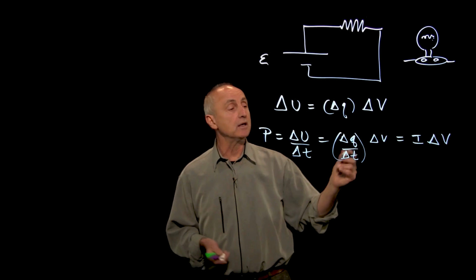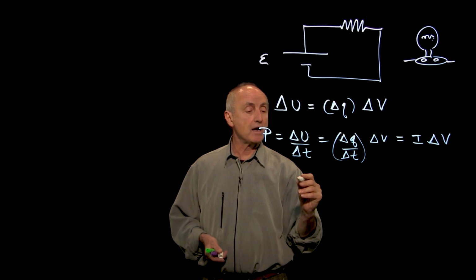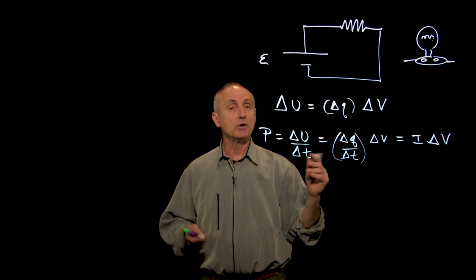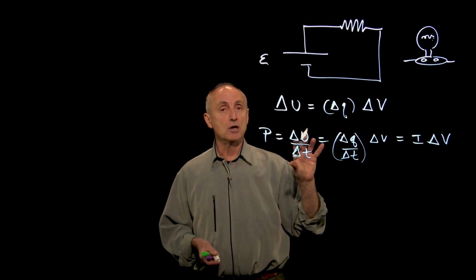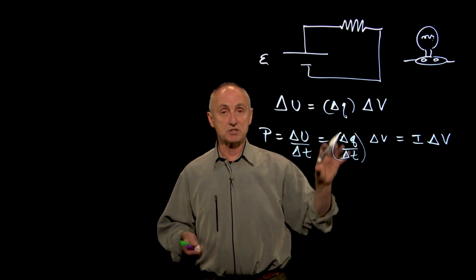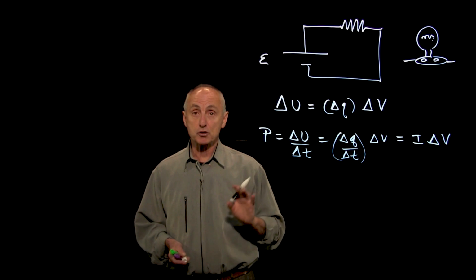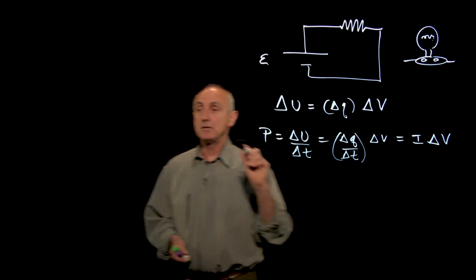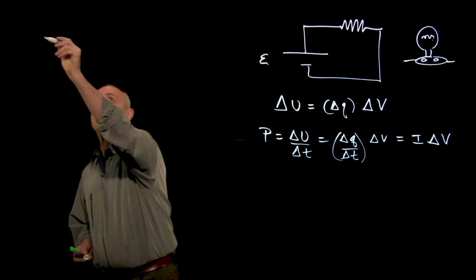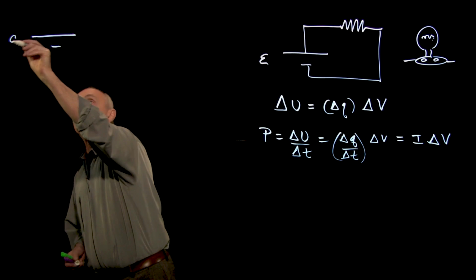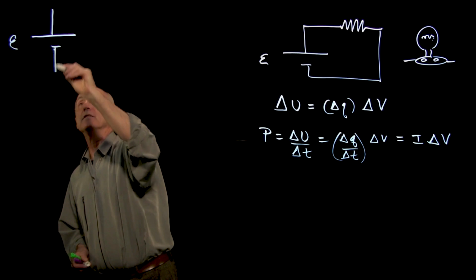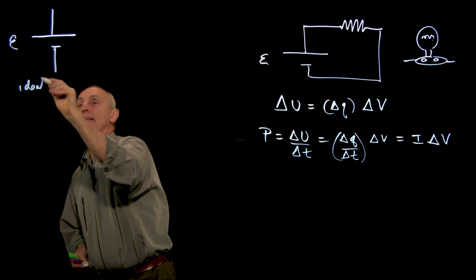You can think of it this way: if you have something like a battery or a wire, power can be put into the system or it can be dissipated in the system. Let's look at two examples. Let's begin by examining a battery. In a battery, we have an EMF, and this is an ideal battery.